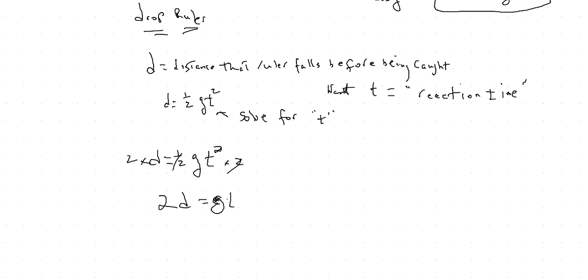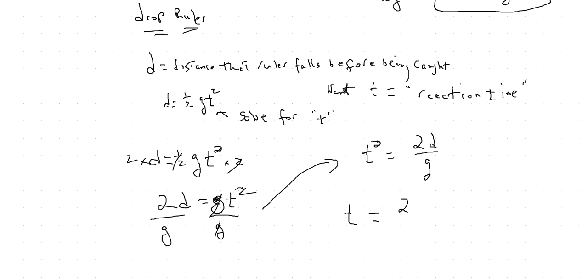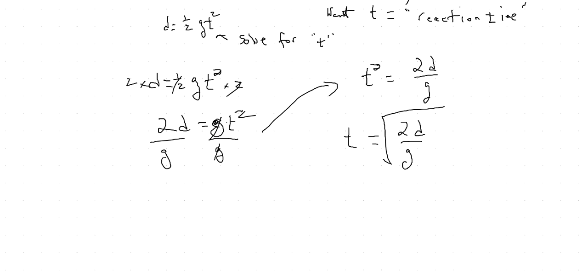All right, so we're going to get rid of the g on both sides. And what we end up with is t squared equals 2d divided by g. And so if we want t, we have to take the square root. So t is the square root of 2d over g. And that's going to be your reaction time.